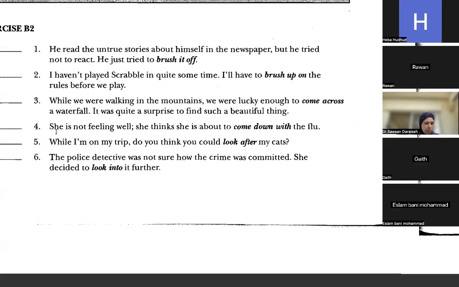Number 5, while I'm on my trip, do you think you could look after my cats? It's me, take care. Good job. So while I'm on my trip, do you think you could look after my cats? Yes, look after means to take care.